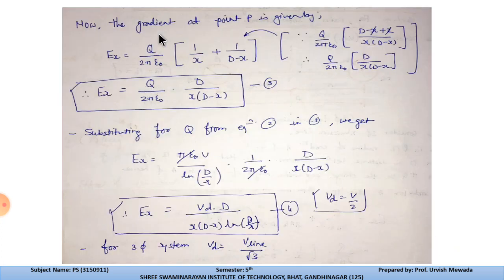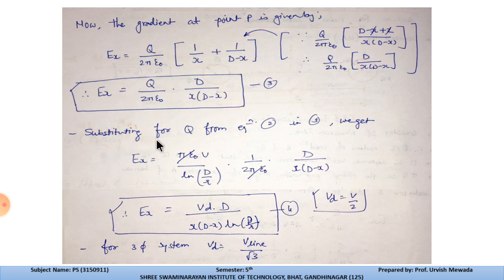Now the gradient, meaning the potential gradient when the corona forms. The gradient at point P is given by Ex equal to Q by 2 pi epsilon 0. We are just putting the equation over here again. So Ex is equal to Q by 2 pi epsilon 0, and once you solve this bracket you will get d divided by x into (d minus x). This will be equation number 3.